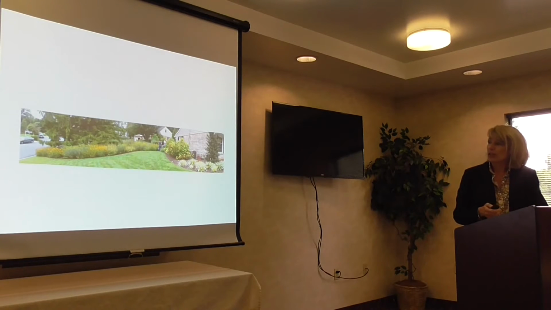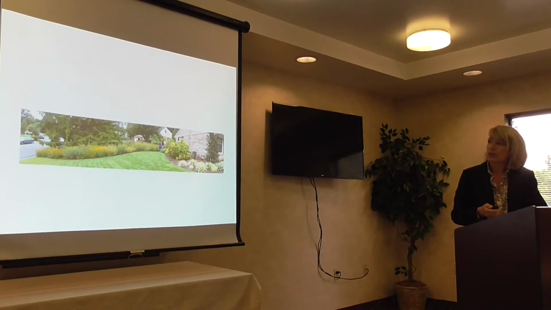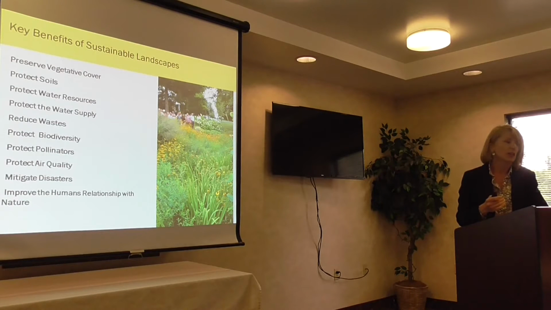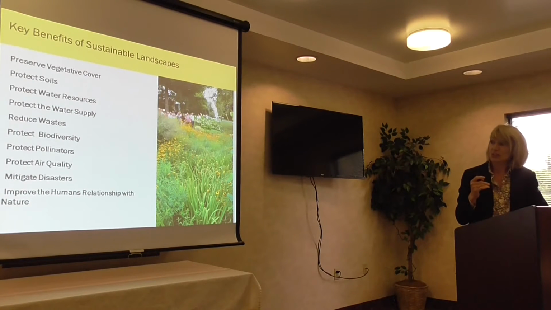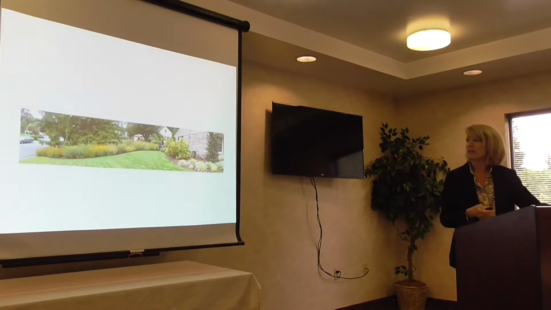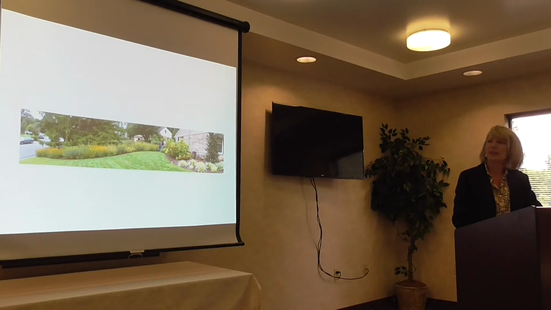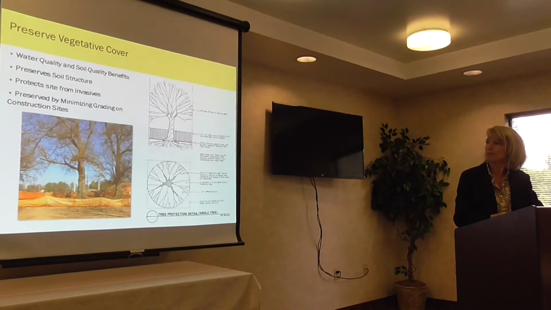So the first one is looking at how we can preserve, back up here, preserving vegetative cover. So we're going to be talking about each one of these individually and talk about how it can be applied. So vegetative cover, the soils, water resources, water supply, reducing waste, biodiversity, pollinators, and air quality, and then mitigating disasters. So this is just an image of what we were talking about earlier, changing perceptions of taking and implementing these natural landscapes into the built environment.